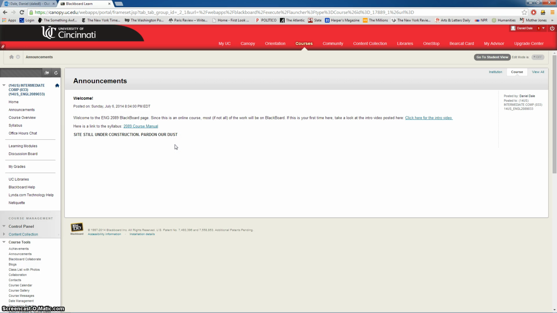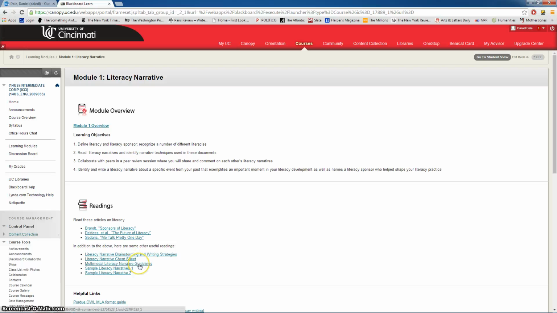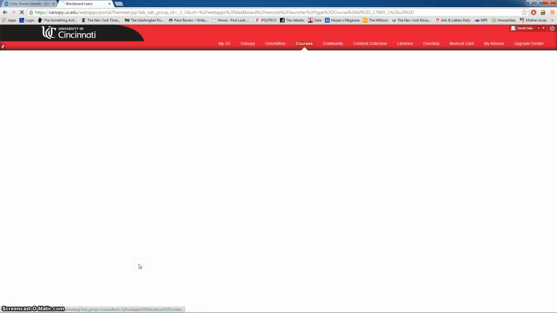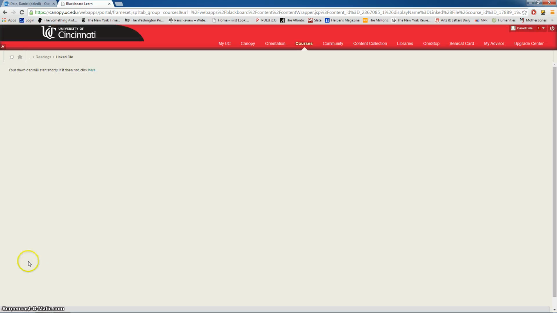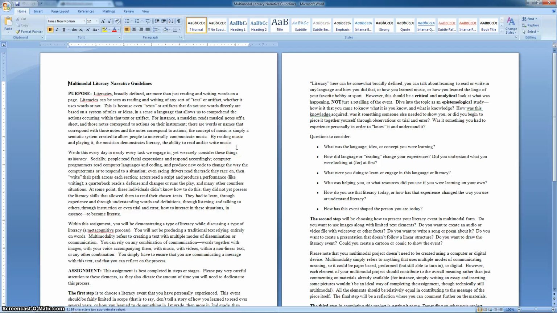First of all, I wanted to show you where you could find the guidelines for the multimodal literacy narrative. Under Learning Modules, Module 1, it should be with the other assignment sheets right here, Multimodal Literacy Narrative Guidelines. Open that. It has a lot of information that'll probably help you if you choose to do a multimodal literacy narrative. Remember, you don't have to do a multimodal literacy narrative. That's up to you. It's just an option. If you want to do a straightforward written paper, that's perfectly fine. But if you wanted to change it up and do something a little bit more creative, that's perfectly fine with me.